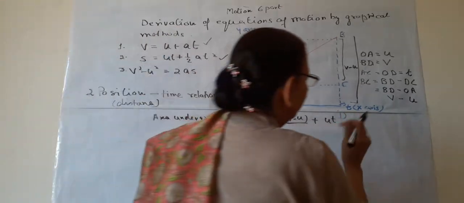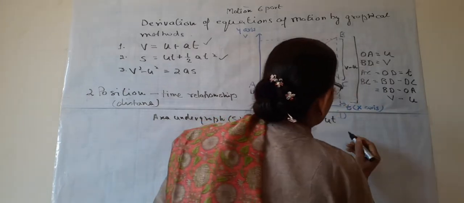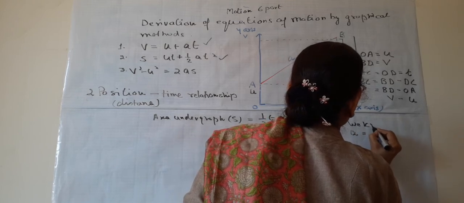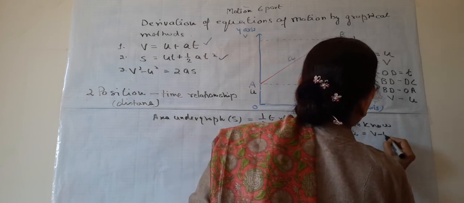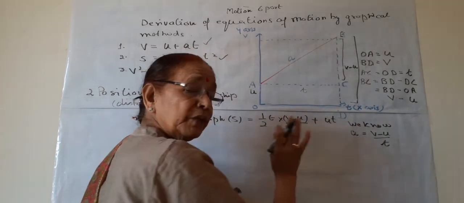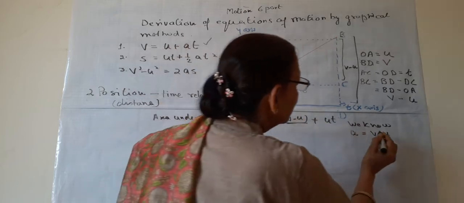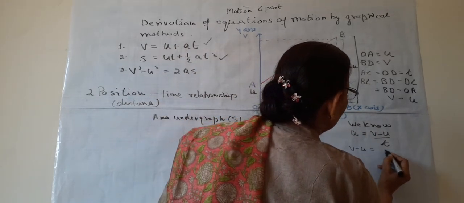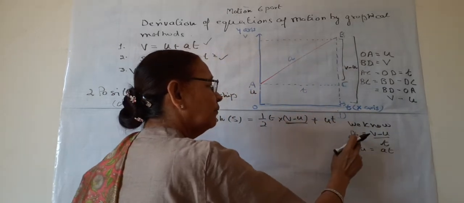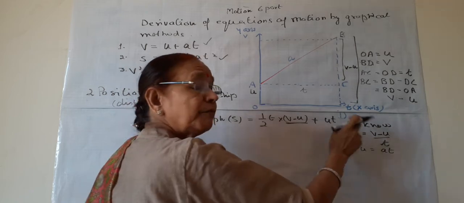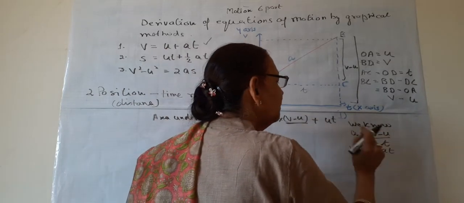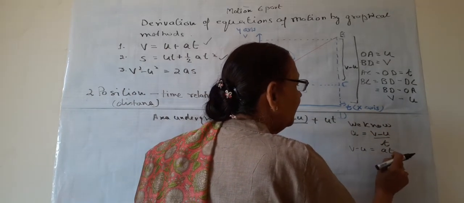How to change this? We know the formula for acceleration: A is equal to V minus U upon T. Rate of change in velocity is acceleration. This formula we all know. So by rearranging this equation, V minus U will be AT.